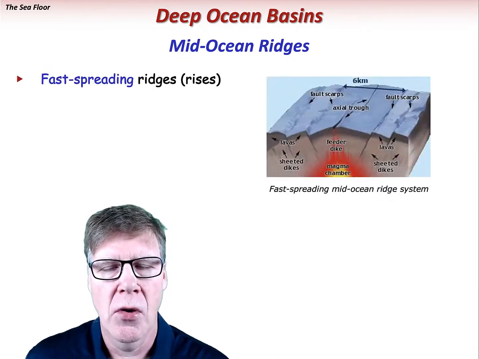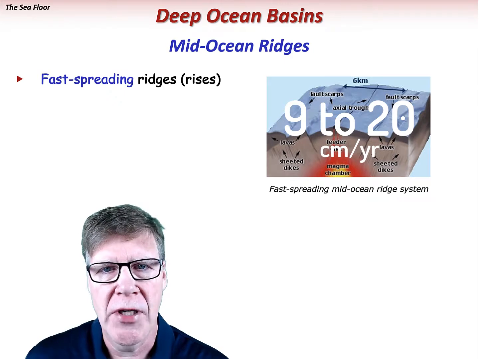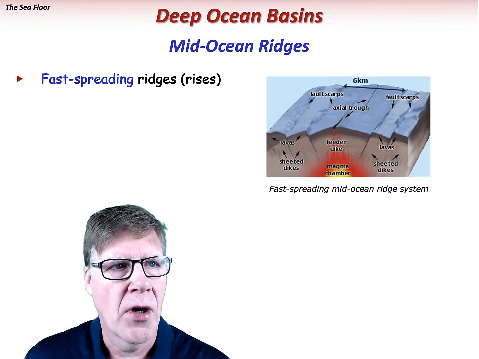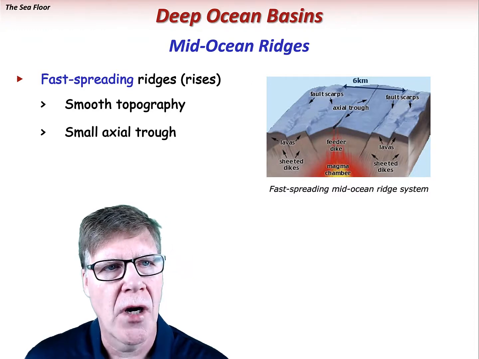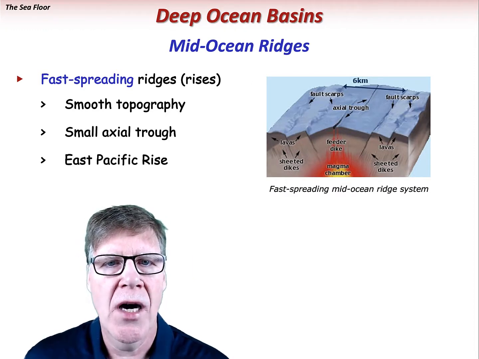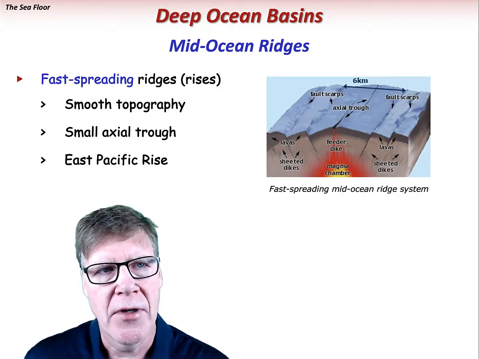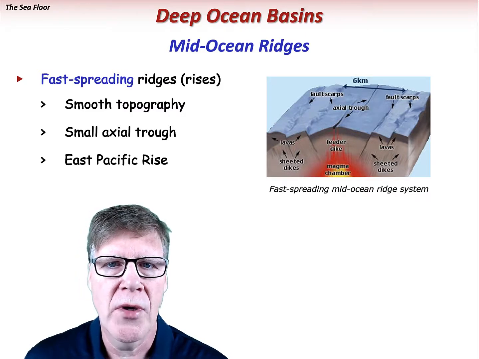Fast-spreading ridges, or rises, have spreading rates from 9 to 20 centimeters per year. These ridges are broad with smooth overall topography and a small axial trough. The East Pacific Rise is an example of a fast-spreading ridge with spreading rates up to 20 centimeters per year.